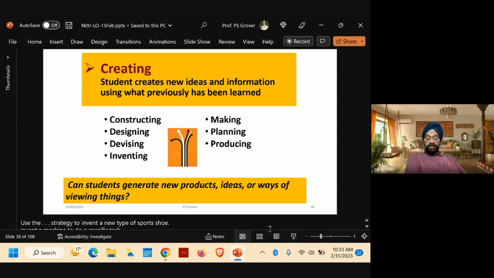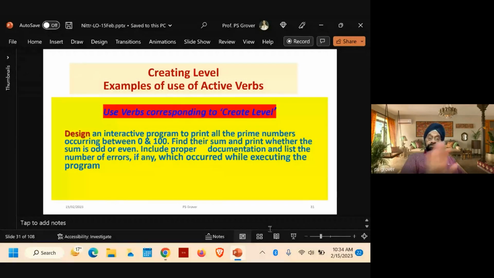For example, if planning is to be done for a project, there information may or may not be available. Planning may be done for devising a new experiment. So these are the things which we ask the student to learn. Now, a creativity example, using work from the create level: design an interactive program to print all prime numbers occurring between 0 and 100. Then find their sum and print whether the sum is odd or even. Include proper documentation and list the number of errors, if any, which occurred while executing the program.